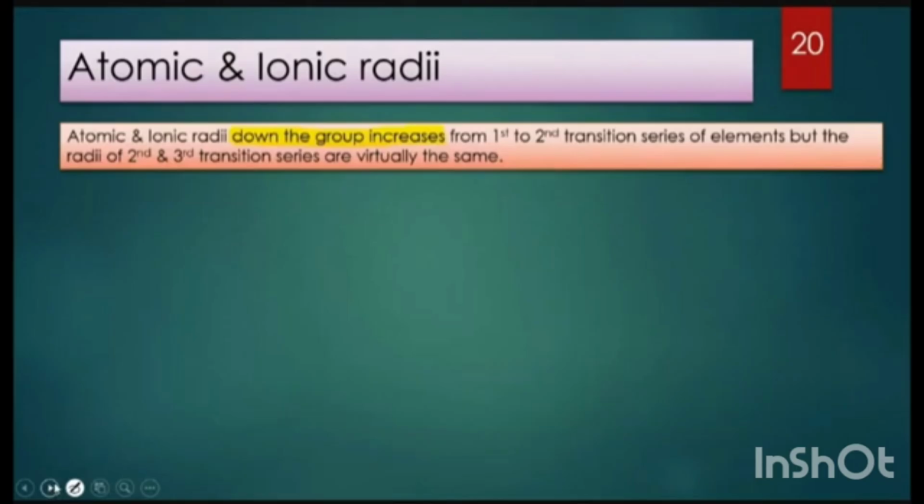What happens down the group? Atomic and ionic radii down the group increase from the first to the second transition series of elements, but the atomic radii of the second and third transition series are virtually the same. So when we move from the first transition series to the second transition series, we will see a considerable increase in atomic and ionic radii. But as we move from the second to the third transition series of elements, their atomic and ionic radii are almost the same. What is the reason?